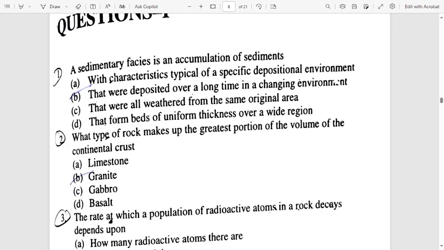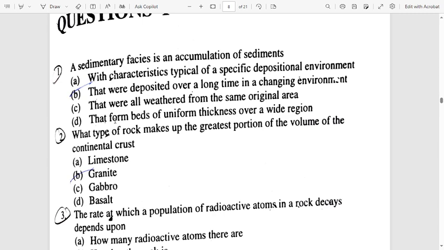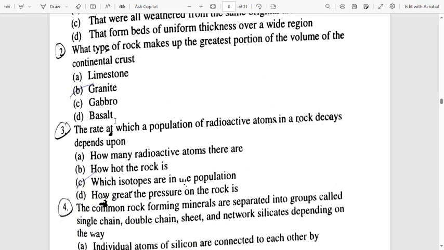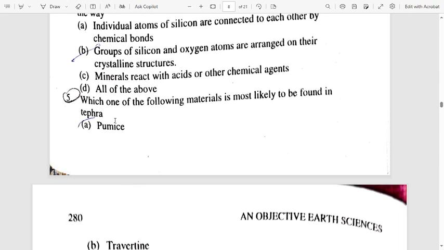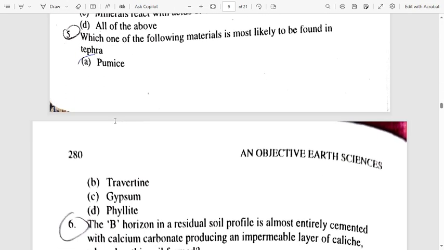Miscellaneous model questions. 1. A sedimentary facies is an accumulation of sediments that were deposited over a long time in a changing environment. What type of rocks makes up the greatest proportion of volume of the continental crust? Granite. The rate at which a population of radioactive atoms in a rock decays depends upon which isotopes are in the population. The common rock-forming minerals are separated into groups called single chain, double chain, sheet, and network silicates depending on the way groups of silicon and oxygen atoms are arranged in their crystalline structures. Which of the following materials is most likely to be found in tephra humus?